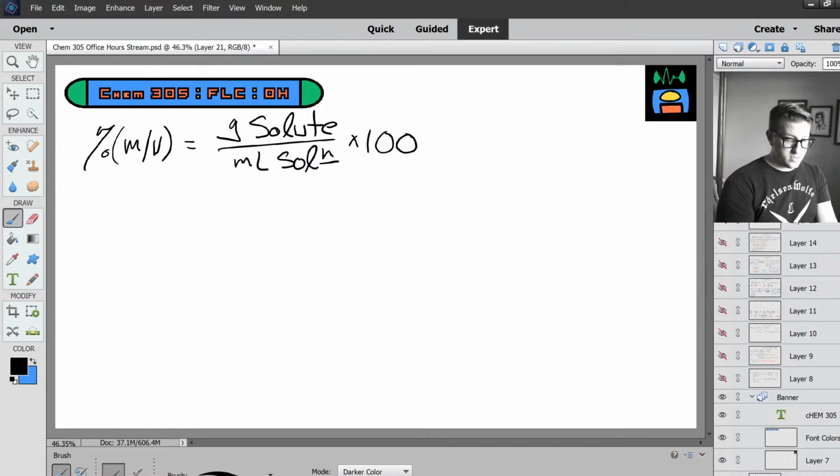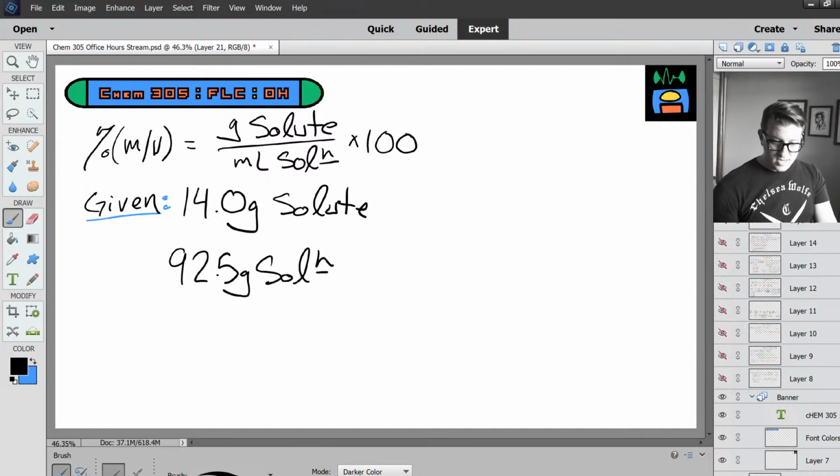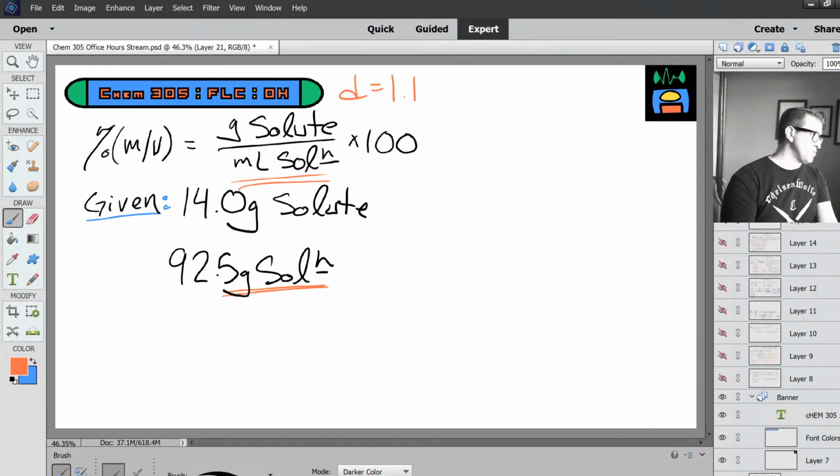Now, we're given that we have 14.0 grams of solute, and in the previous part of the problem, we realized that we have 92.5 grams of solution. Now the problem is we have grams of solution and we need milliliters. This is where our density comes in. The density of our solution is 1.128 grams per milliliter.